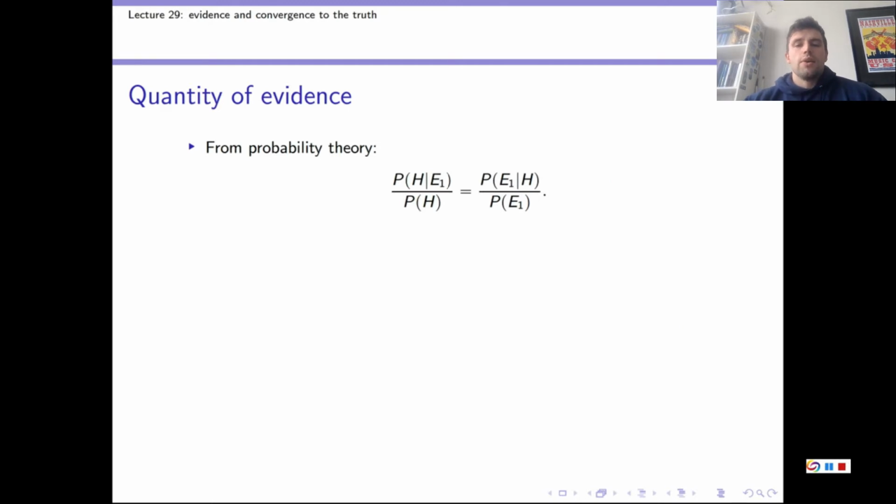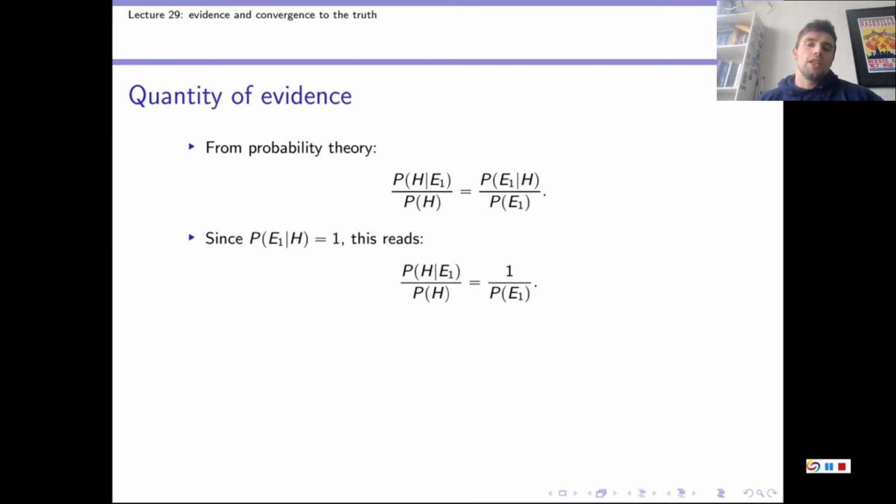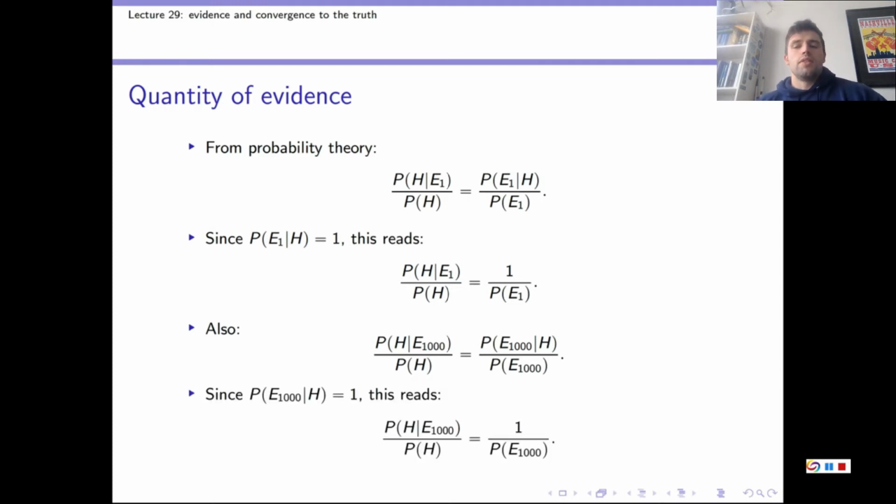But from probability theory, we know that the probability of H given E1 over the probability of H equals the probability of E1 given H over the probability of E1. Since the probability of E1 given H is 1, this reads the probability of H given E1 over the probability of H equals 1 over the probability of E1. And similarly, we know that the probability of H given E1000 over the probability of H equals the probability of E1000 given H over the probability of E1000. And since the probability of E1000 given H is 1, this reads the probability of H given E1000 over the probability of H equals 1 over the probability of E1000.